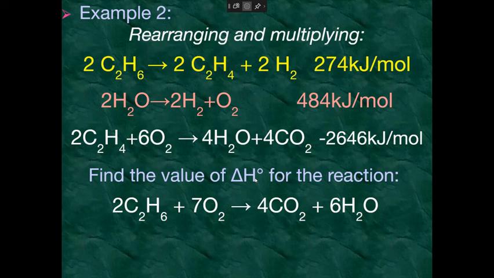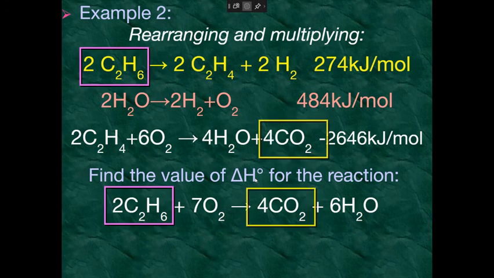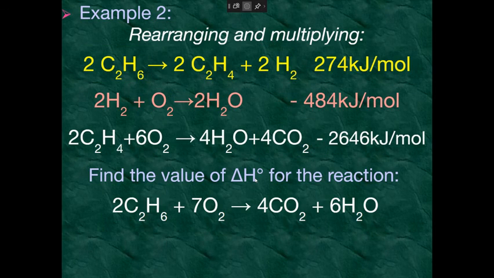Now I have C2H6 in the reactant side like I want. I have 4 CO2s in the product side like I want. I just need to fix my waters and cancel out C2H4 and H2. C2H4 already cancels out, but I can see that I have to flip the second equation in order to get those to cancel. Now my H2s cancel. My C2H4s cancel.